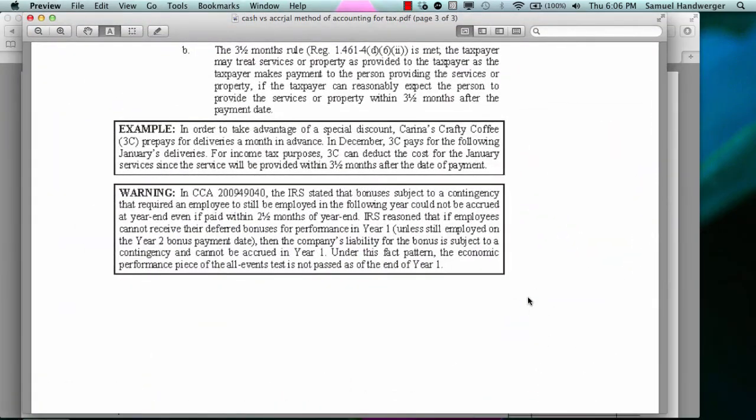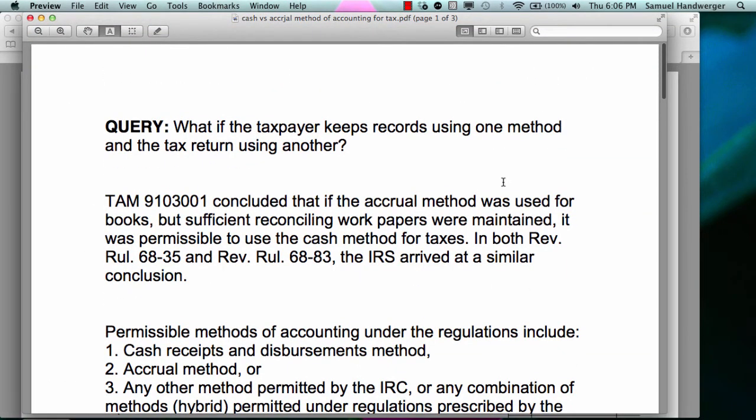And so eventually things got fixed up, where back in 1968, a taxpayer advice memorandum came out and basically said, as you can see here, that if the accrual method was used, but you have sufficient reconciling work papers to show how you go from accrual to cash for tax purposes, that's okay. That's like reporting based on your books and records. It's been accepted.